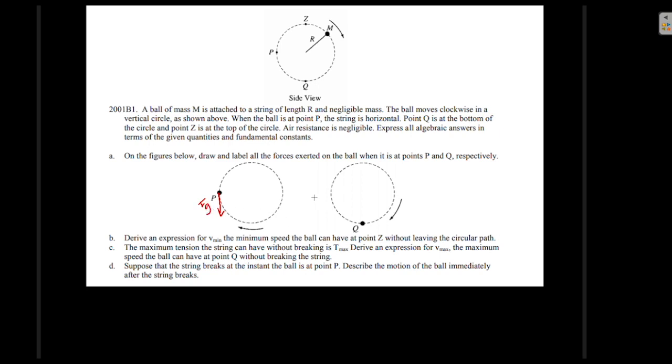So at point P, obviously we have the force of gravity here. But since it is undergoing circular motion, there's also going to be a centripetal force. And this is given by the force of tension here. This is what supplies the centripetal force. And then at point Q, we're going to have force of gravity going down. And of course, force of tension going up. Let me erase that and write it so it does not look like I've vomited on my screen.